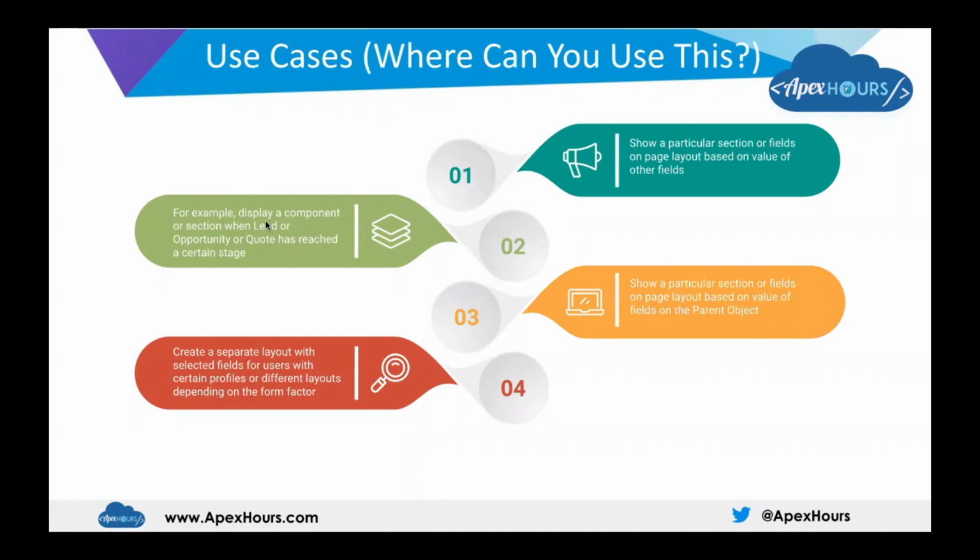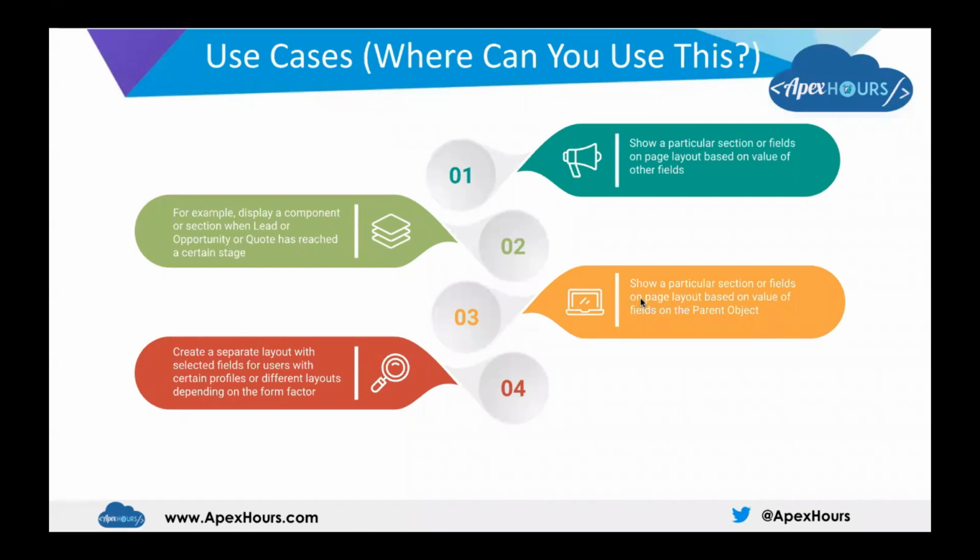So for example, if the opportunity reaches the negotiation stage, we can display the fields related to discounts, like discount percentage and discount amount. Or let's say if you're working with leads, and if the lead source we specify is website, then we may want to show the field to capture the website URL. But if the lead source is referral, then we may want to show the field to capture the name of the person who made the referral.